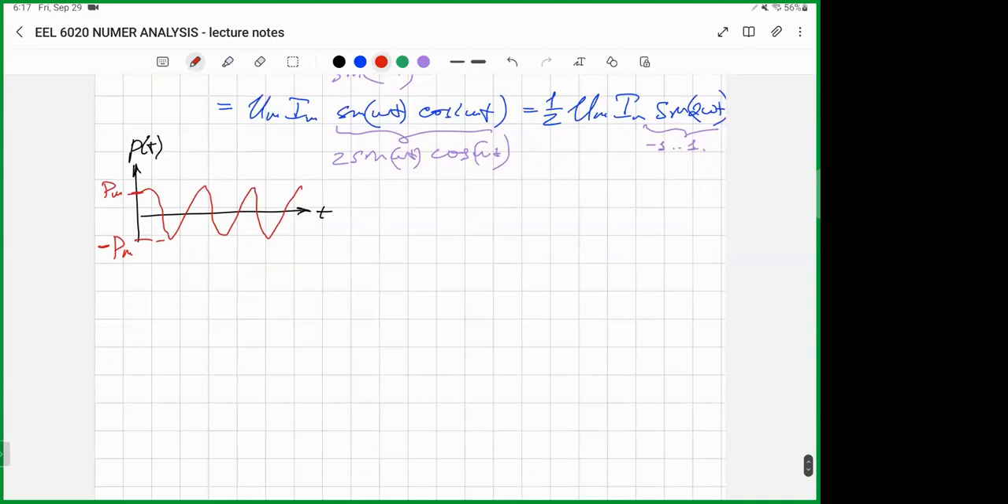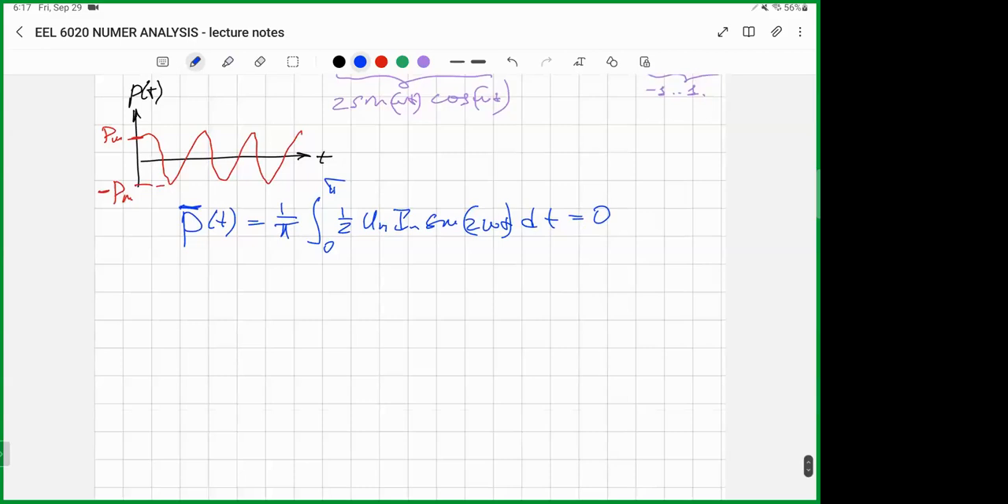It is zero, right? If you average the instantaneous power in this case, it is given by 1 over pi, integral from 0 to pi of 1/2 UmIm sine 2 omega t dt, and this integral is equal to zero. So now the average power is equal to zero. So there is no dissipated energy, no active power. Over the period of oscillation of the field, the current does nothing, basically.